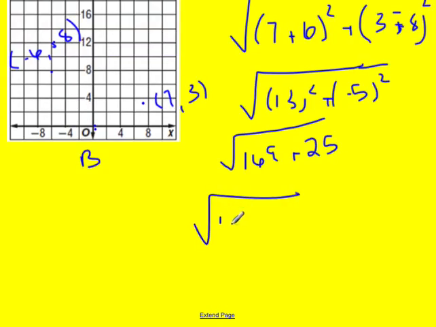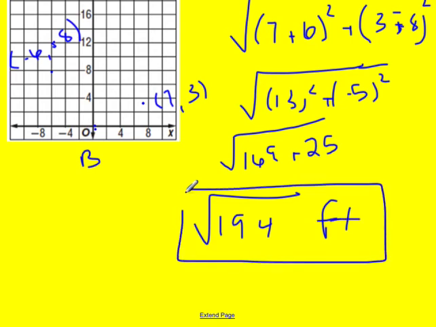So I went through 194 and I divided it by 2, and then I got 97, and I just couldn't find any pairs. So the square root of 194 is actually as simplified as it gets. So that's your final answer for number 6.